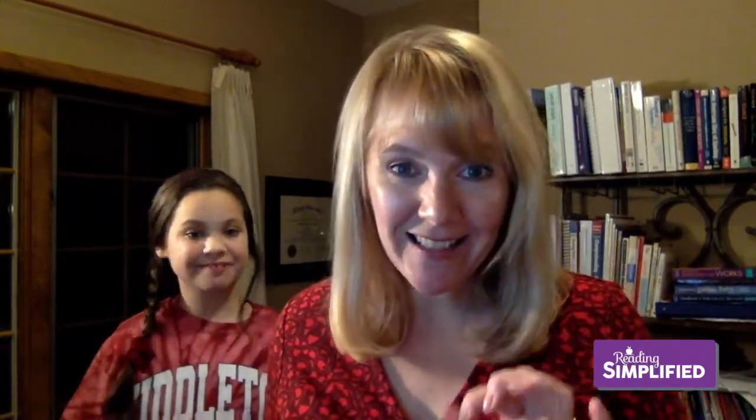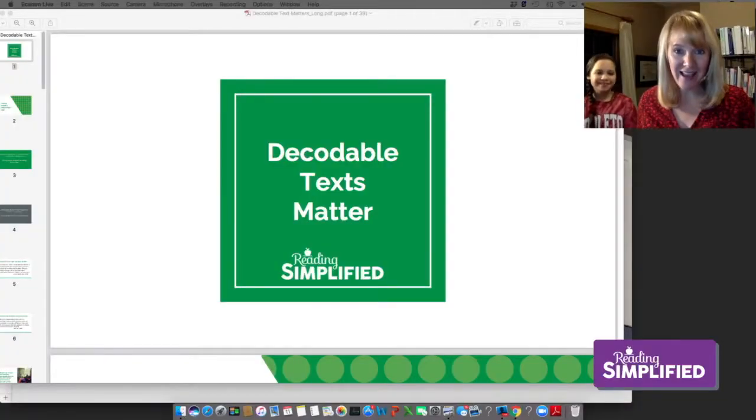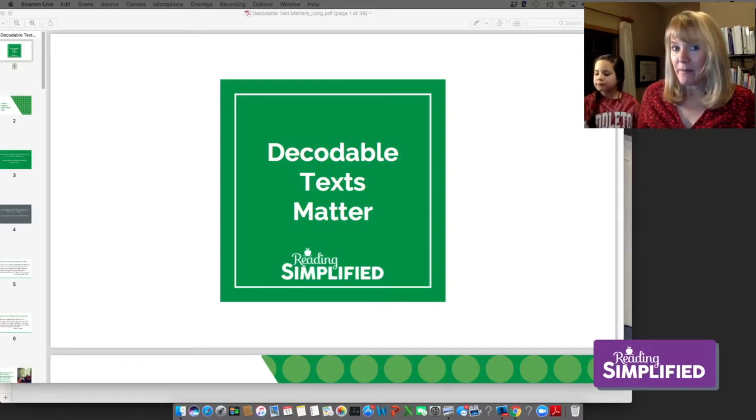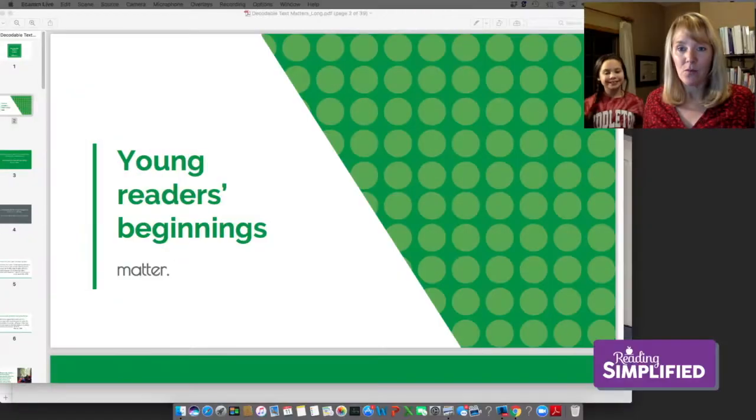And one of the key elements that we need to provide our beginning readers or struggling readers is a strong text selection. So mostly today we're going to be talking about decodable text and how much that matters. And we're going to talk about different features of those decodable texts and also kind of talk about why it makes such a difference. Why do decodable texts matter?